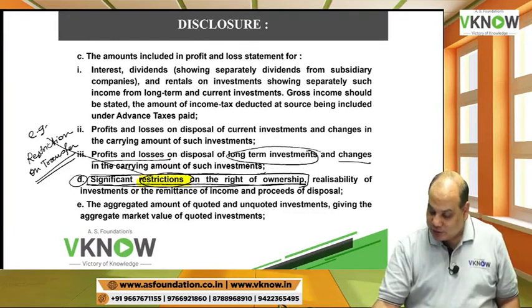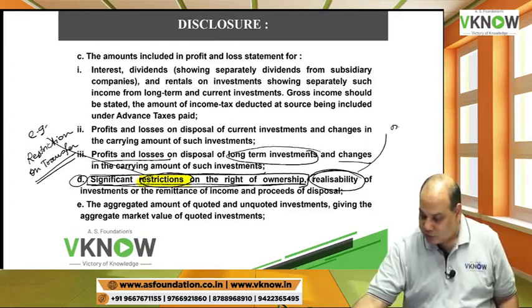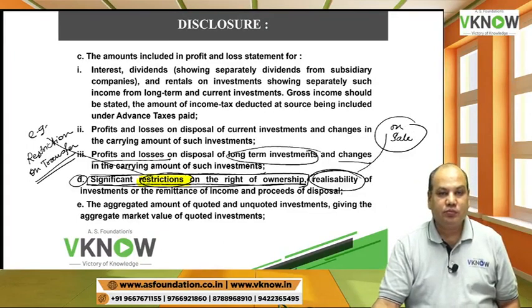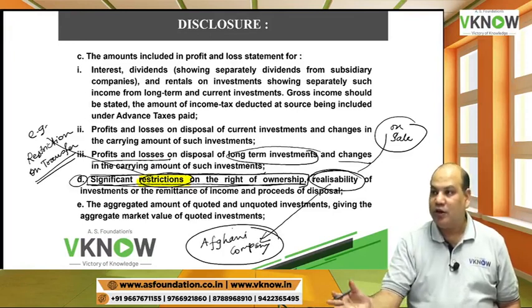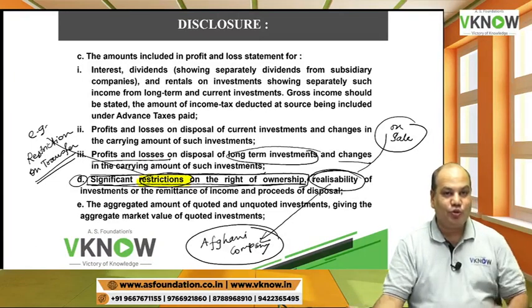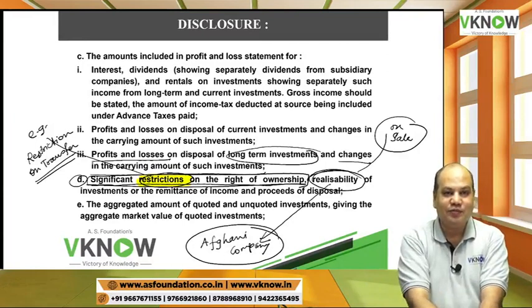Then any restriction on realizability of investment. Realizability means on sale. There can be restriction on sale. That means suppose investment was made in one Afghani company. Which company? Afghani company. Where is Afghani company located? Afghanistan. Now you want to sell that investment, but Taliban says you can't sell it now. You want to sell, but you can't sell.